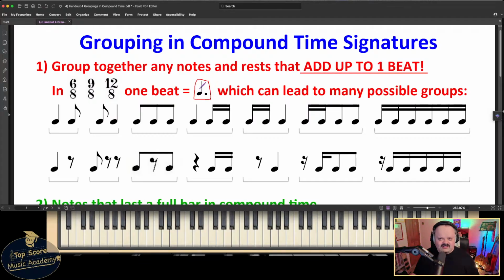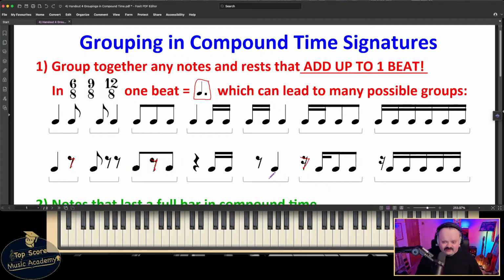So dotted crotchets, in other words, for 6/8, 9/8, and 12/8, your dotted crotchets, there's so many combinations, as you can see. And you can even have rests within the beat as well, or at the end or the beginning of the beat. So is it at the end here, or is it the beginning here? Okay, so there's so many combinations.